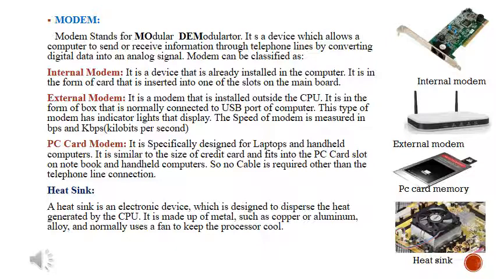The speed of the modem is measured in bps and kbps. Here kbps means kilobits per second. A modem can have a maximum speed of 56 kbps. But if the telephone line quality is not good, the signals will not reach the computer.